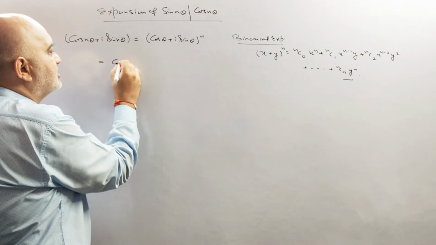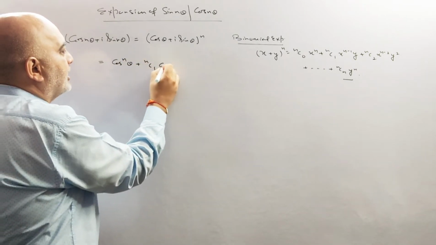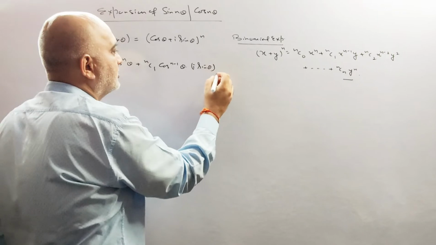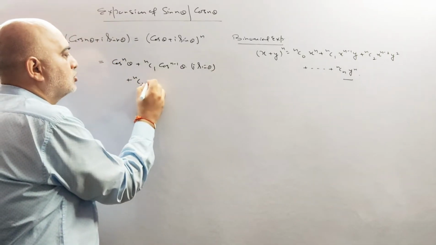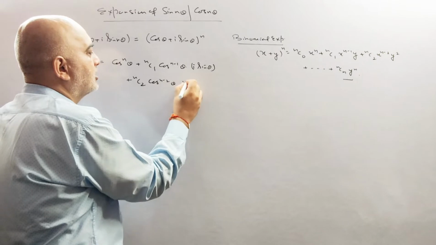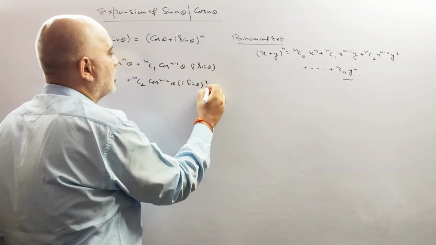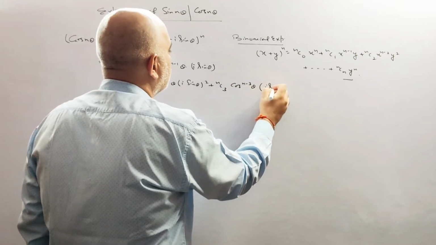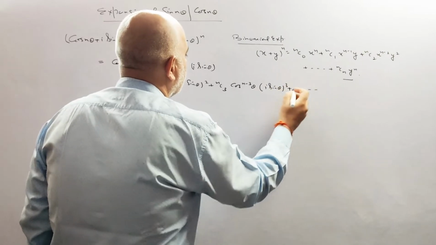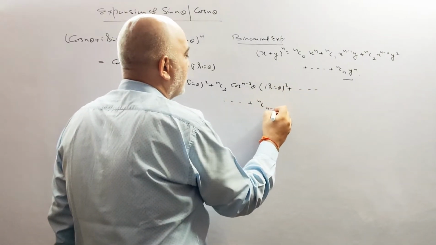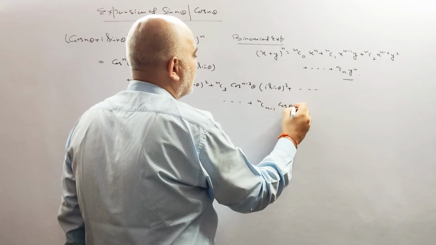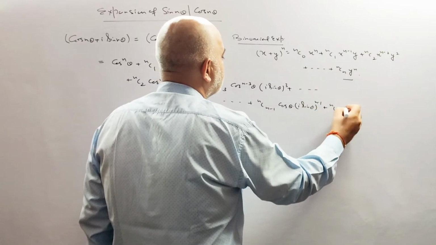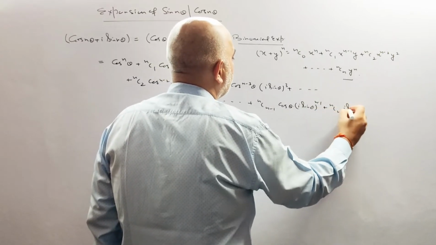So nC0 cos^n theta, plus nC1 cos^(n-1) theta, iota sin theta, plus nC2 cos^(n-2) theta, (iota sin theta) whole square, plus nC3 cos^(n-3) theta, (iota sin theta) cube. In this way, up to nC(n-1) cos theta, (iota sin theta) raised to the power n minus 1, plus nCn (iota sin theta) raised to the power n.